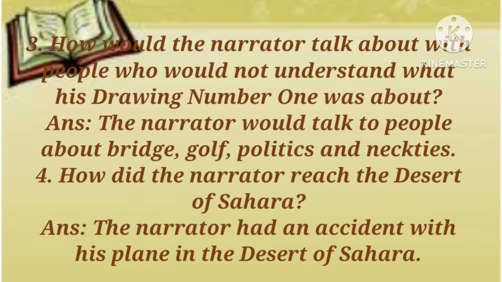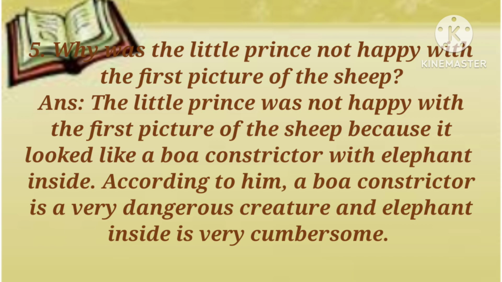Question 4. How did the narrator reach the desert of Sahara? Answer: The narrator had an accident with his airplane in the desert of Sahara. Question number 5. Why was the little prince not happy with the first picture of the sheep? Answer: The little prince was not happy with the first picture of the sheep because it looked like a boa constrictor with an elephant inside. According to him, a boa constrictor is a very dangerous creature and an elephant inside is very cumbersome.